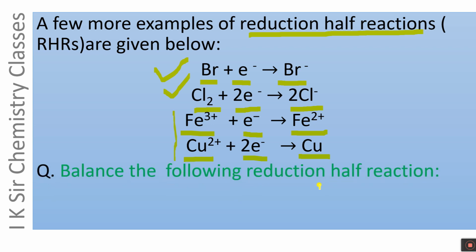Balance the following reduction half reaction. Please pause the video and try to balance this reduction half reaction.